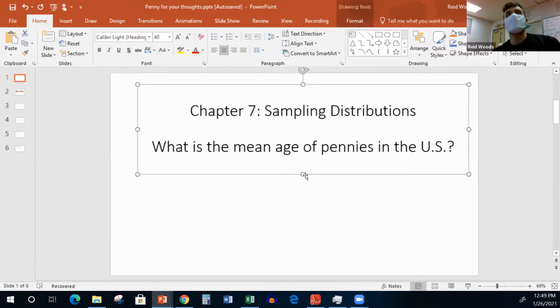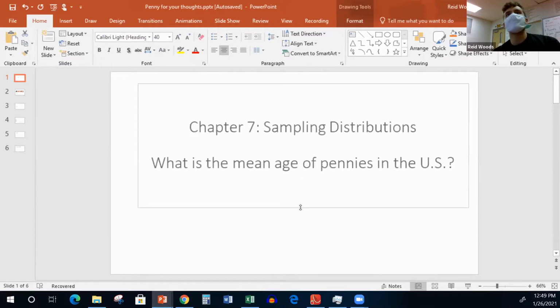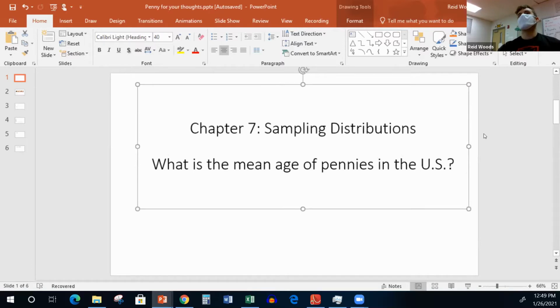The mean age of pennies in the United States. Now, in order for us to calculate the mean of every penny in the United States, we'd have to find all of them, add their ages all together, and then divide by the total number of pennies. Is this something that could actually be achieved? No, because you have pennies that are pretty much everywhere, right? It's like glitter. I mean, they're everywhere, right?